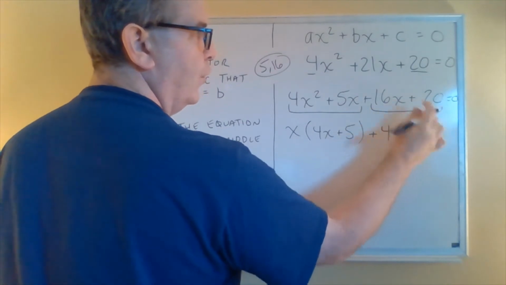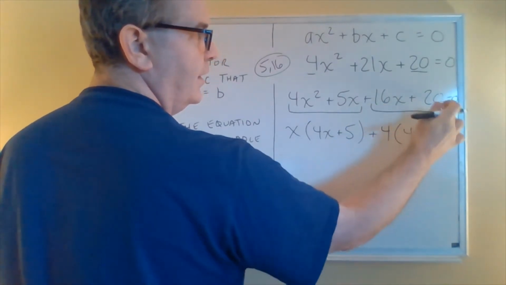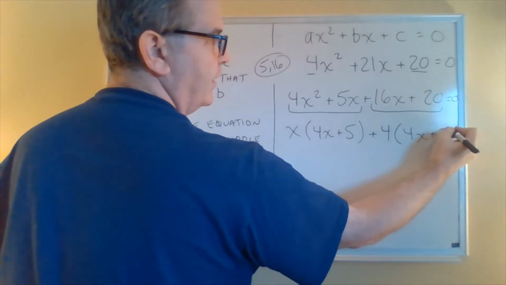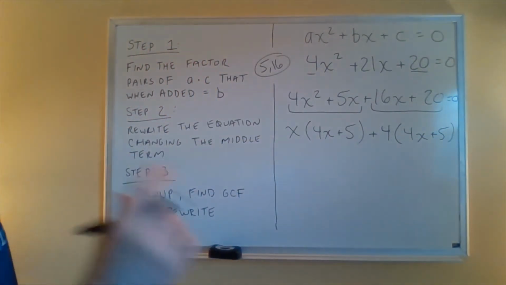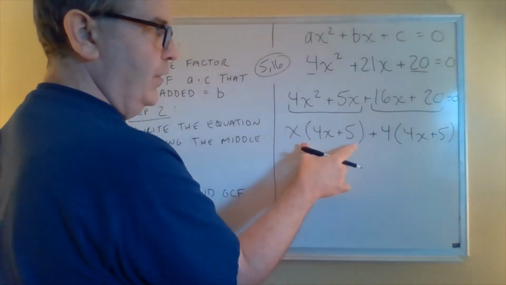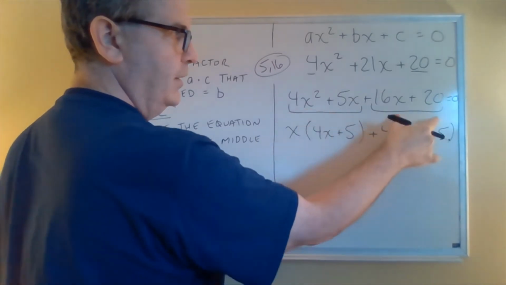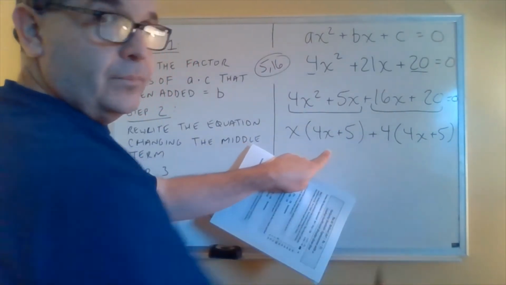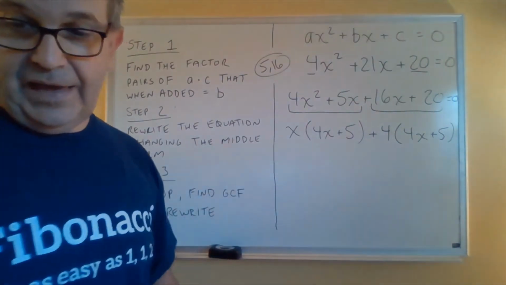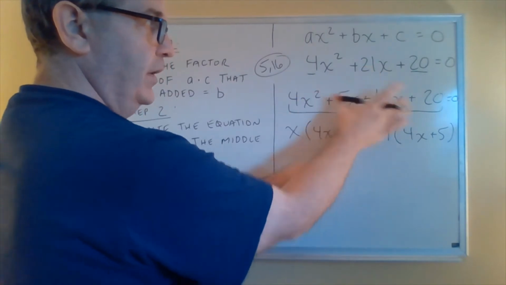If we pull 4 out of this expression, 4 goes into 16x 4x times, and then 4 goes into 20 5 times. So if we've done this correctly, if we've figured our greatest common factor correctly out of our first group and our second group, the term inside the parentheses is going to match. Okay, it has to match.